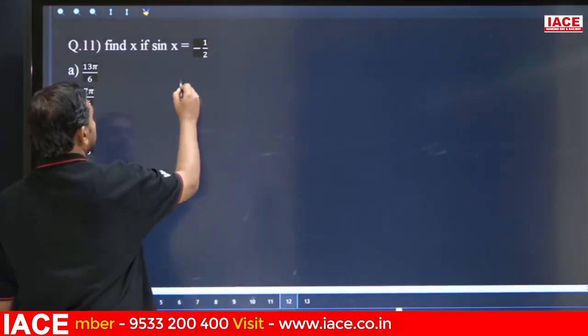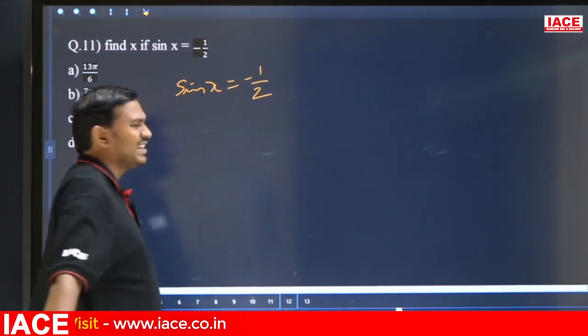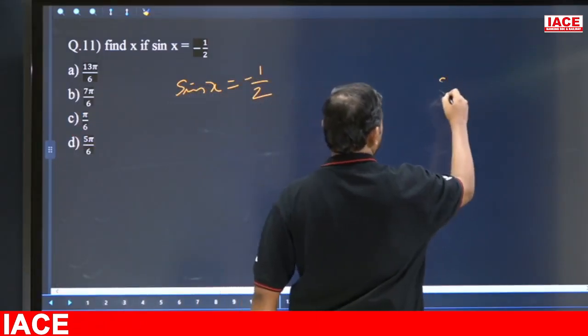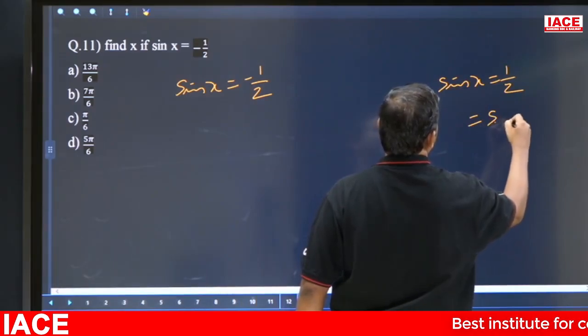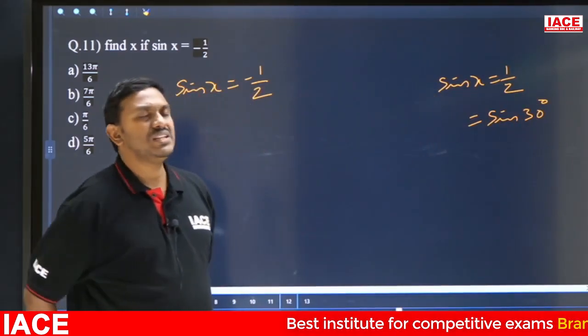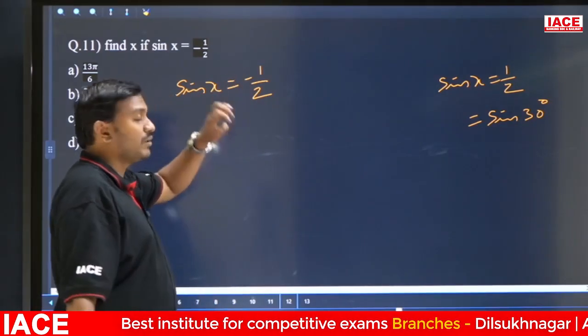See, sin x equal to minus 1 by 2, right? If sin x equal to 1 by 2, what is x? x is how much? 30 degrees. Sin 30 is 1 by 2. But here minus 1 by 2 is there.